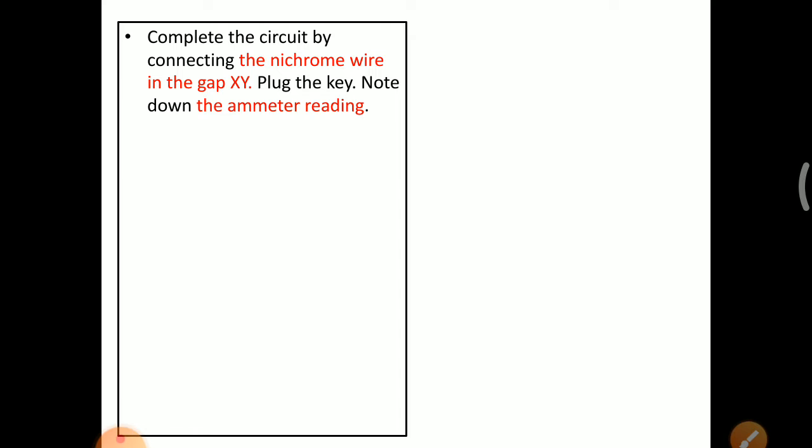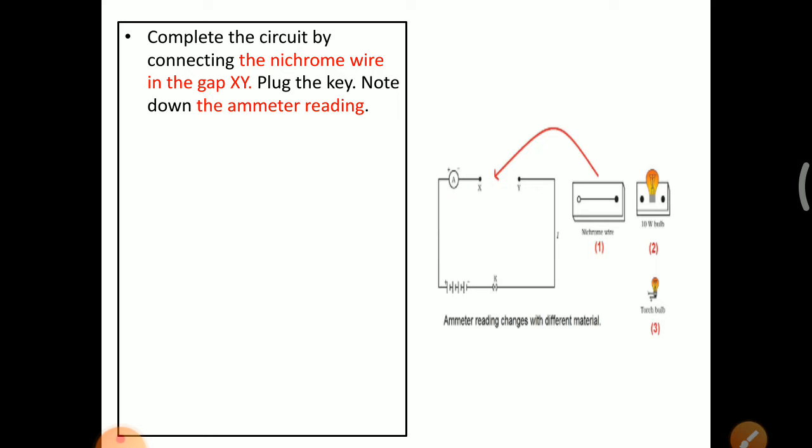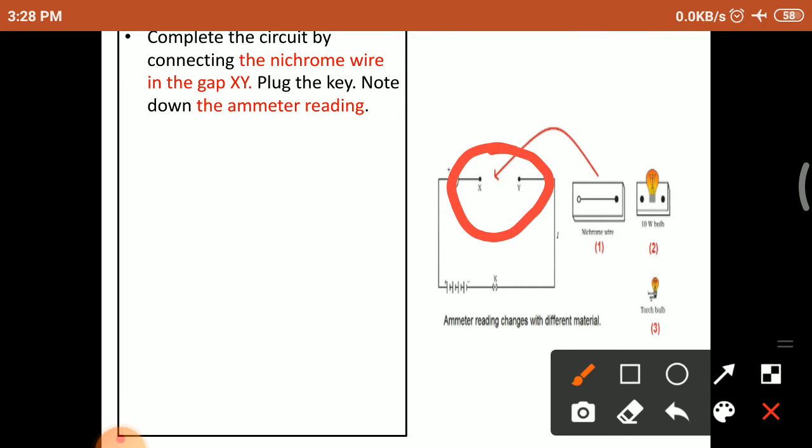Complete the circuit by connecting the nichrome wire in the gap XY. Plug the key, note down the ammeter reading. See, in this gap, you have to connect the nichrome wire. So when I connected the nichrome wire, the circuit is a closed circuit, so the current started to flow. The ammeter shows some current reading. You have to note down the current reading.